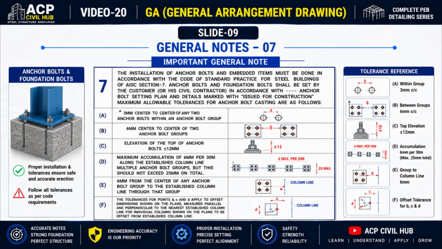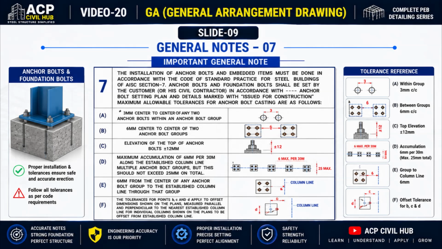This is one of the most important general notes because it defines the installation requirements and allowable tolerances for anchor bolts. The note states that all anchor bolts and embedded items must be installed according to the AISC Code of Standard Practice, Section 7, and the approved anchor bolt setting plan issued for construction. It also specifies the maximum permissible tolerances during anchor bolt installation. Within a single anchor bolt group, the center-to-center spacing between any two anchor bolts can vary by a maximum of 3 mm.